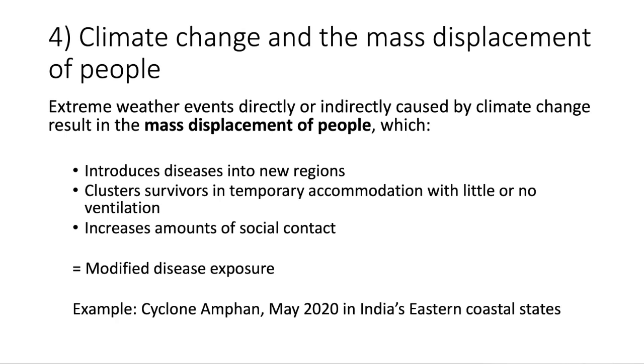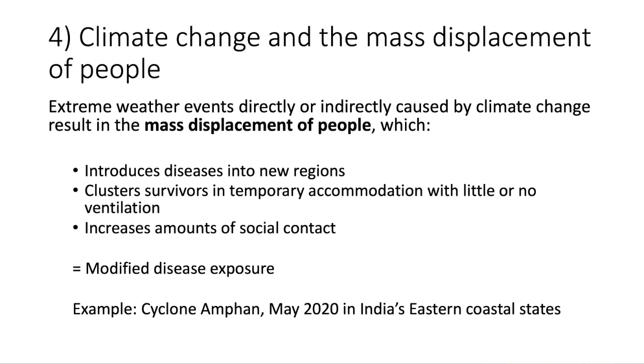And mass displacement actually did occur during COVID in many regions, including in India's eastern coastal states of Odisha and West Bengal, where they faced Cyclone Amphan in May 2020, so just a month after the pandemic was officially declared. So they're already dealing with COVID, and then thousands of coastal communities had to relocate to cyclone shelters that were crowded and made social distancing really challenging.